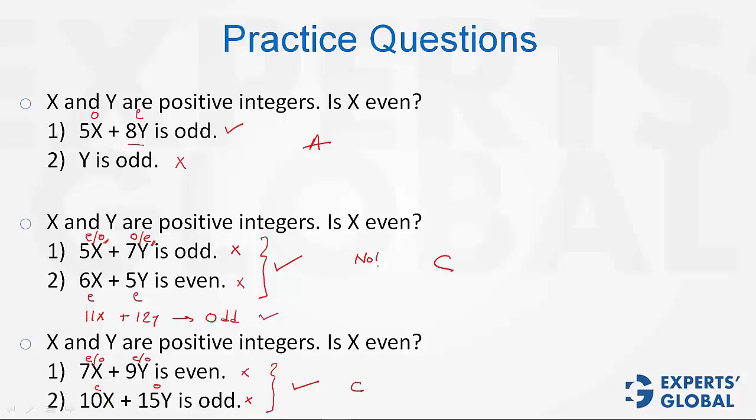Once again, you could have solved this question a different way. On combining, you could have added the two. 7x plus 10x is 17x, plus 9y plus 15y is 24y, which is even plus odd, and therefore odd. 24y is bound to be even. The sum is odd. Therefore, 17x is odd. If 17x is odd, x must be odd. So that's another way to reach the right answer.